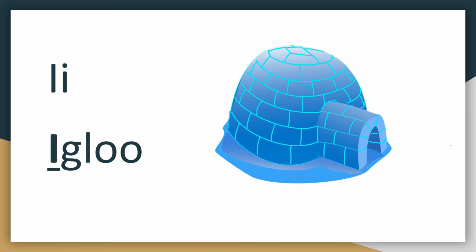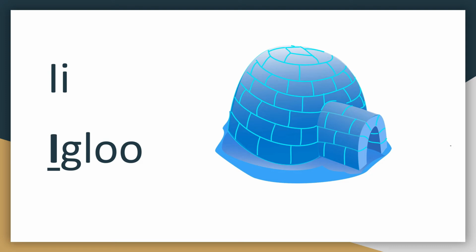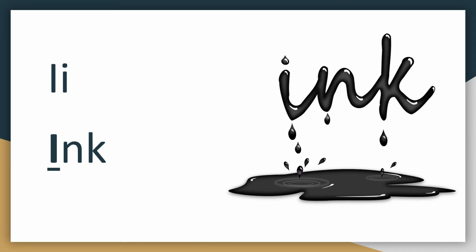I is the name of the letter. Do you know the sound? Today we are going to learn about the sound. The sound is i. Join me. Let's take some examples. Igloo. Ink. The first letter sounds like i.